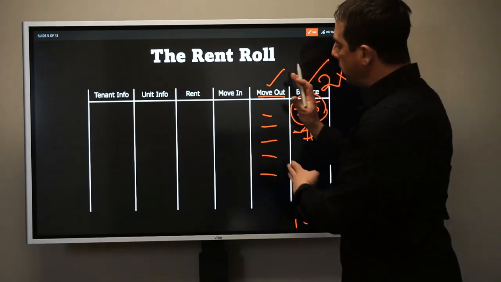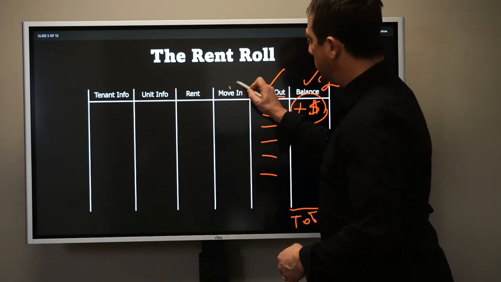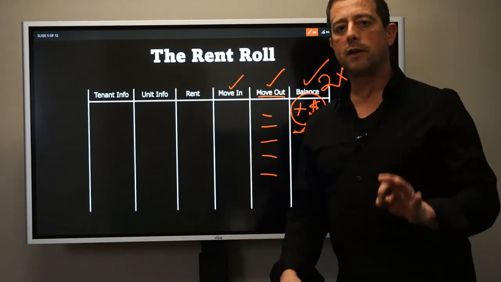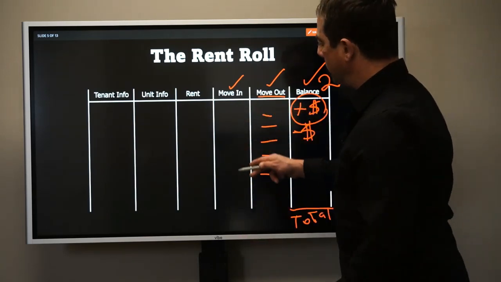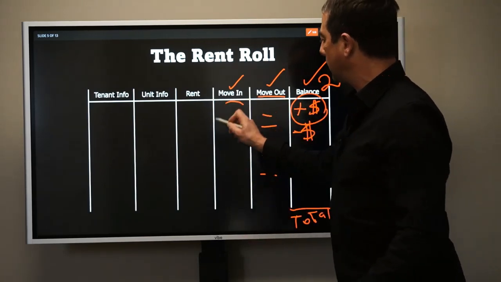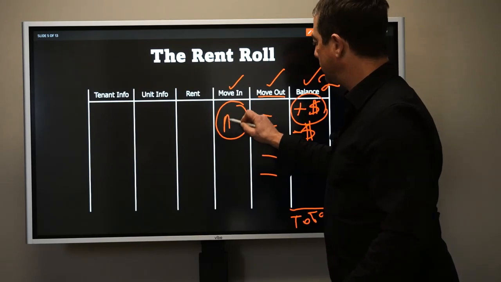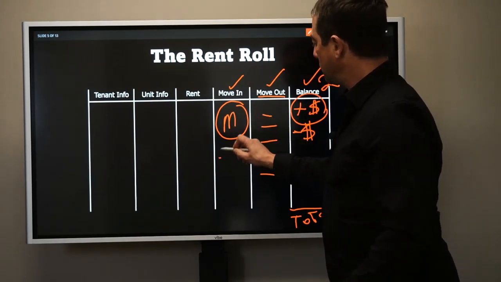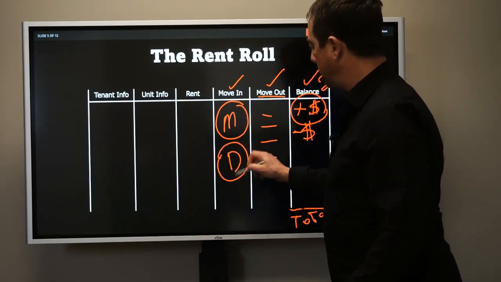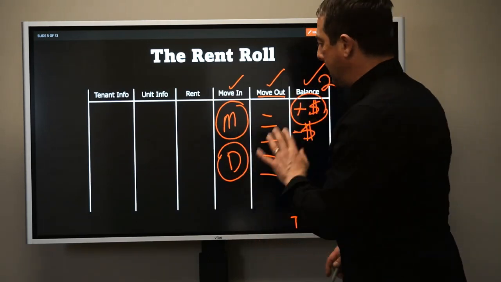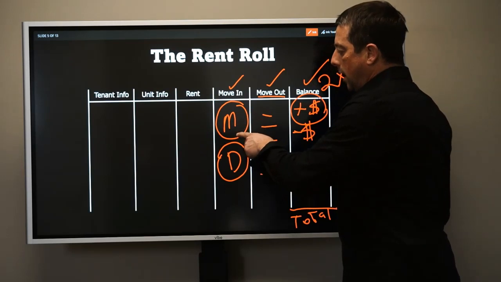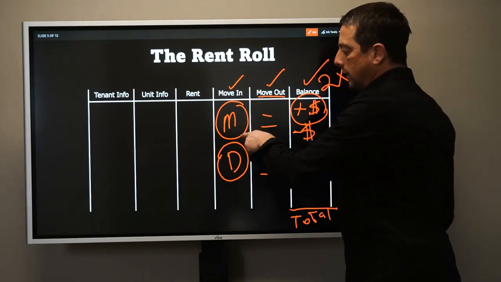Okay, now I'm going to look over here in the move-in column, and I'm looking for the exact same pattern. What I'm looking for in the move-in column is, do I see a big cluster of move-ins in one month? Do I see a whole lot of people moving in one of these months? What that might mean is this could be some kind of issue in leasing.